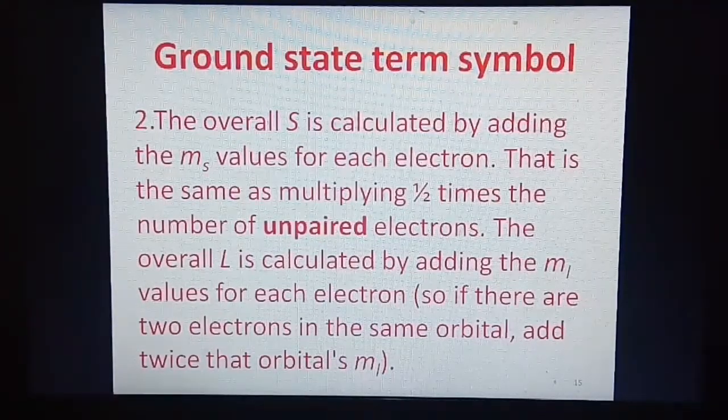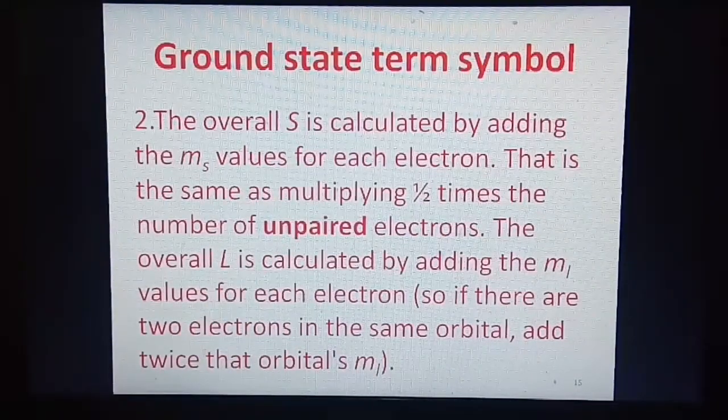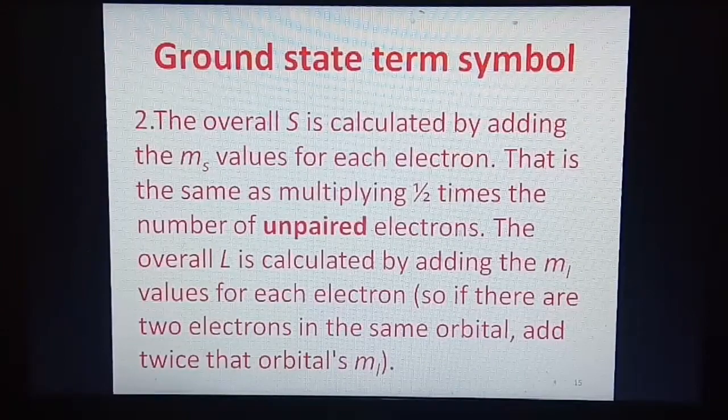Now the ground state term symbol. The overall S is calculated by adding the ms values for each electron, that is the same as multiplying half times the number of unpaired electrons. The overall L is calculated by adding the ML values for each electron. So if there are 2 electrons in the same orbital, add twice that orbital's ML.